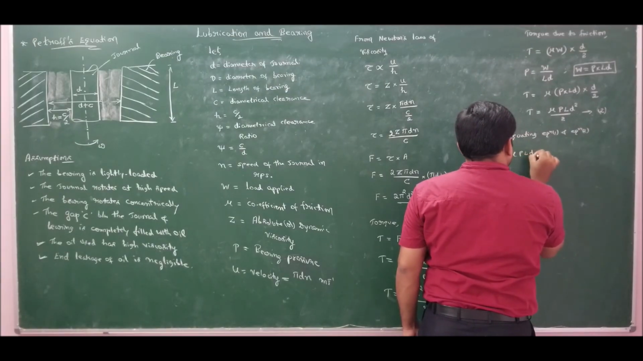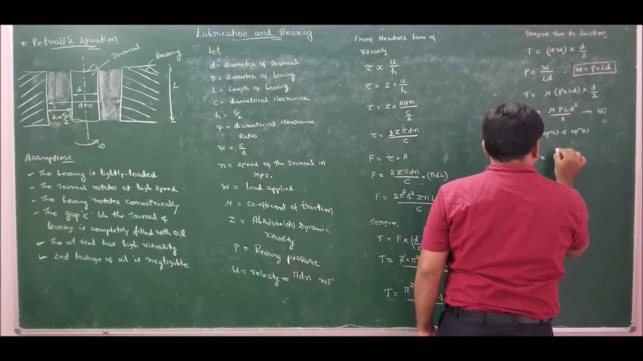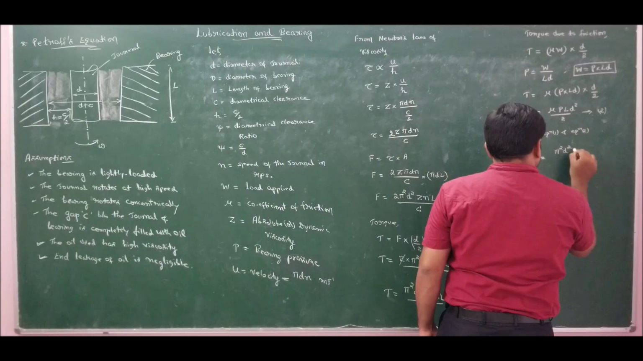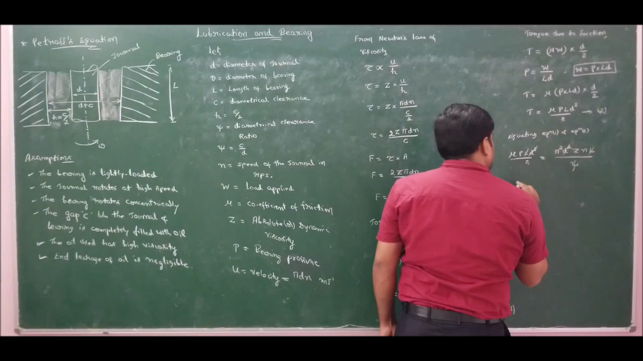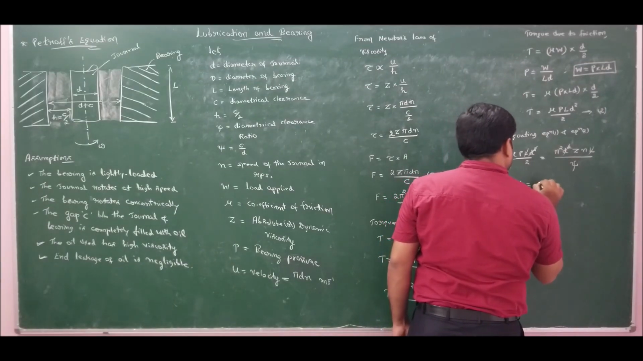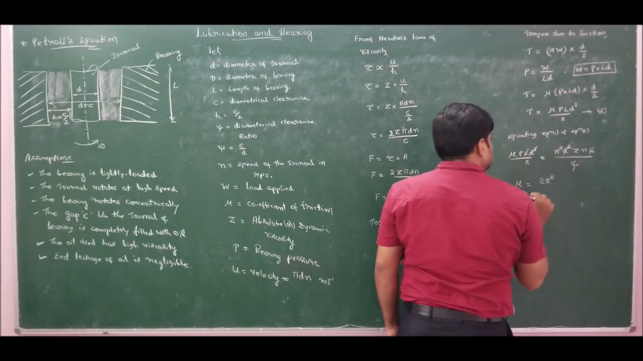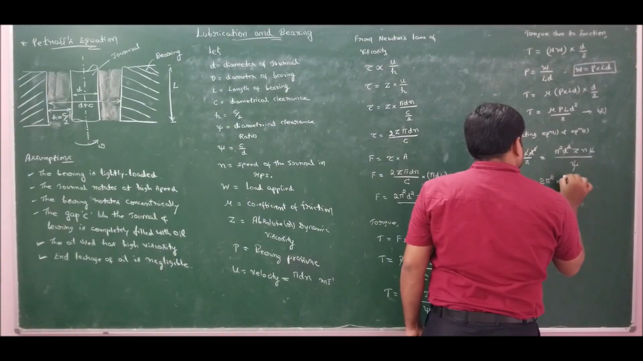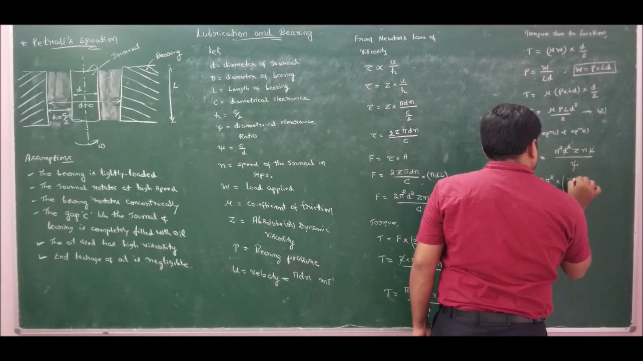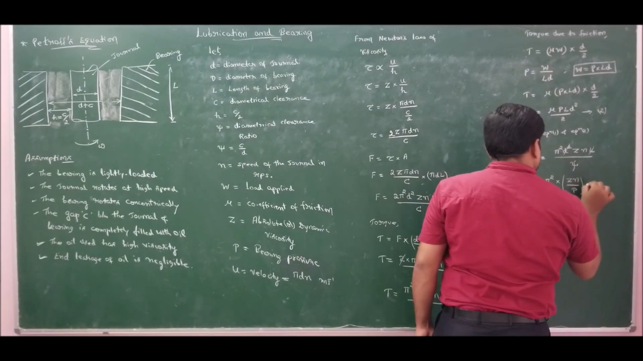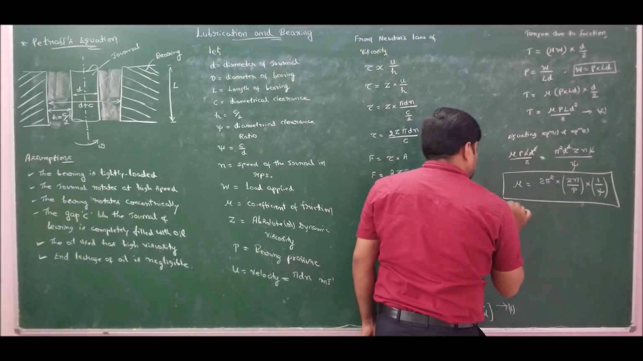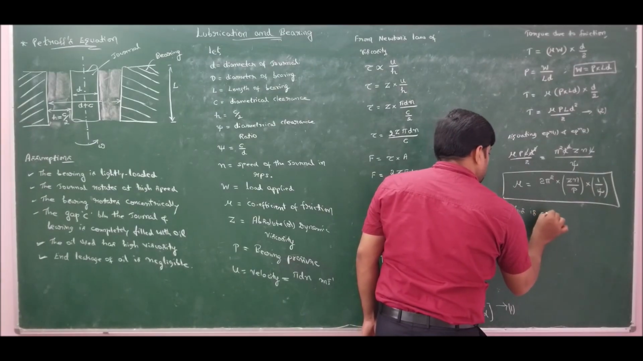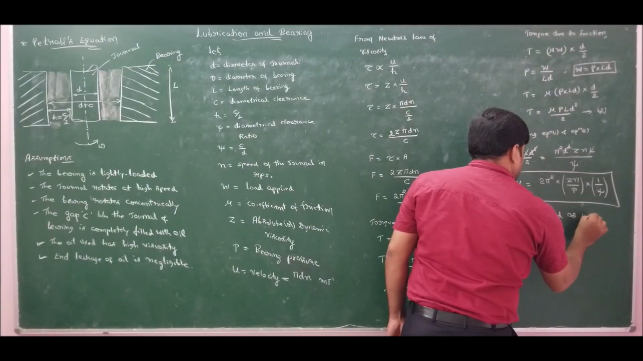Equating equation 1 and equation 2, we get mu P L d square by 2 is equal to pi square d square Z n L by xi. If I simplify, I can cancel off d square, L and L. Hence I am left with coefficient of friction mu is equal to 2 times pi square into Z n by P times 1 by xi. So this is the expression for Petroff's equation. This is called Petroff's equation.